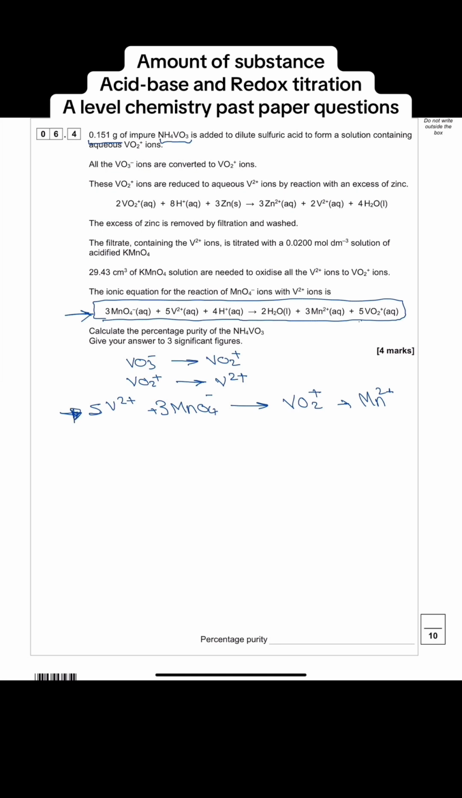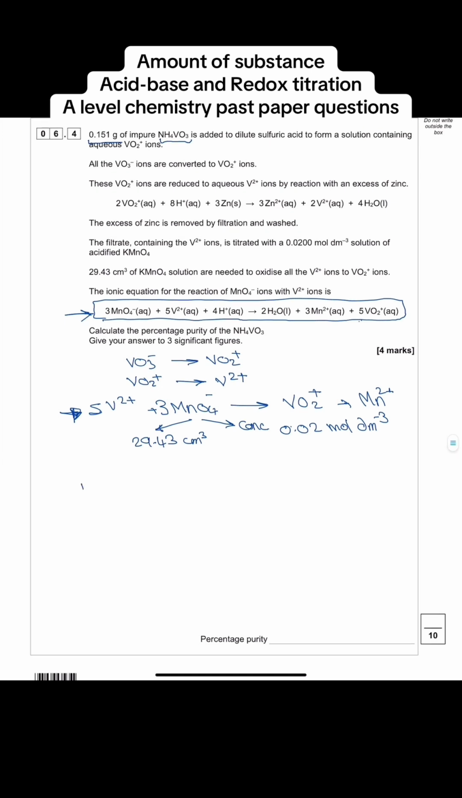Okay, so what we are going to do, they provided us with 2 things related to the manganate. The first one is the concentration, which is 0.02 mole per decimeter cubed, and also the endpoint, or the titre, which is 29.43 centimeter cubed. Now we're going to work backward as well, because we need to determine the purity of the sample. So basically we need to determine the mass of the ammonium VO3 in the sample provided.